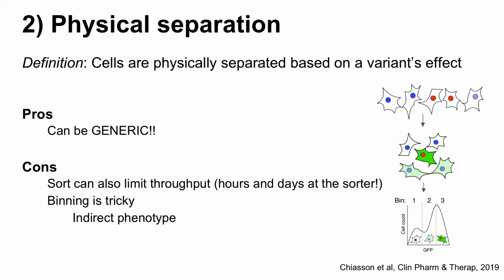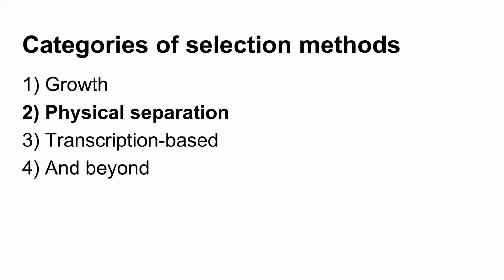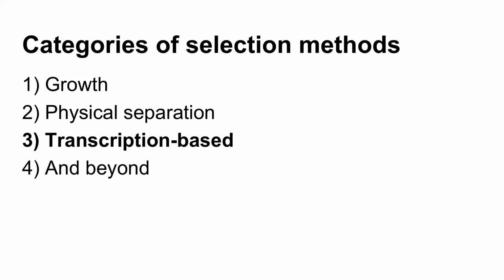And then additionally, the advantage of genericness comes at the cost of specificity and sometimes mechanism. The methods that use physical separation tend to measure indirect phenotypes rather than something directly related to the original function of your protein. Okay, so that wraps it up for what I have about physical separation methods, and Eric's going to talk about transcription-based methods next.